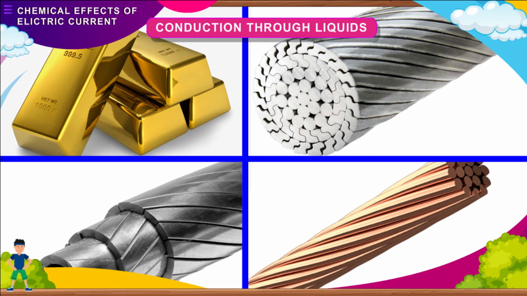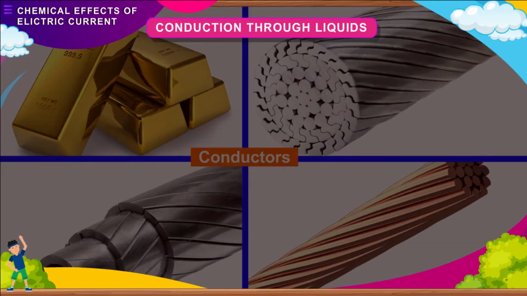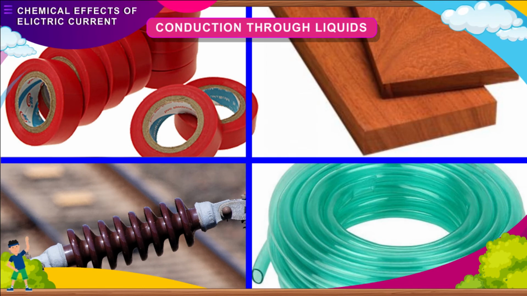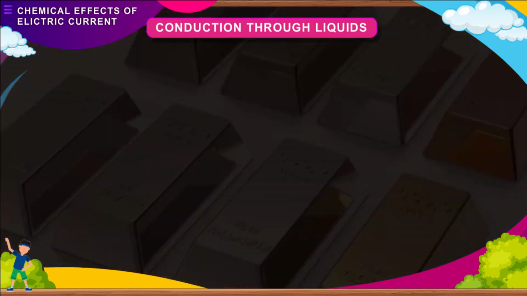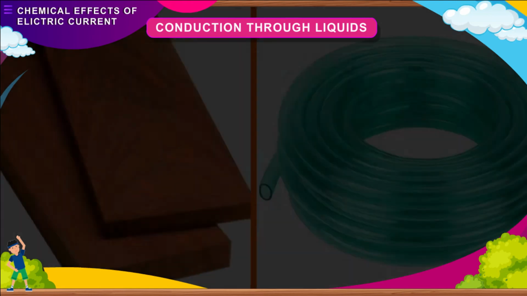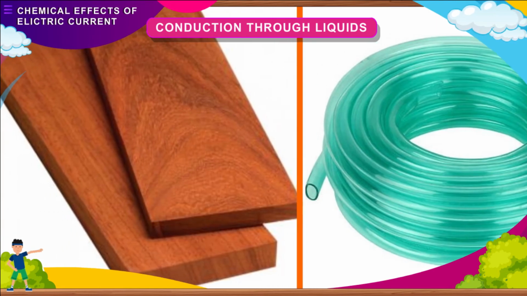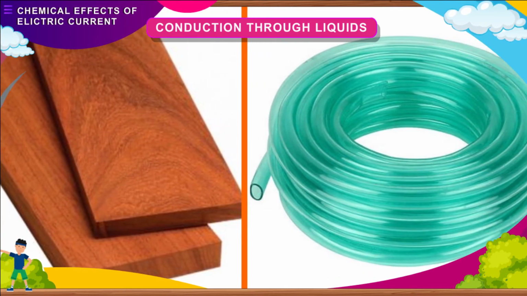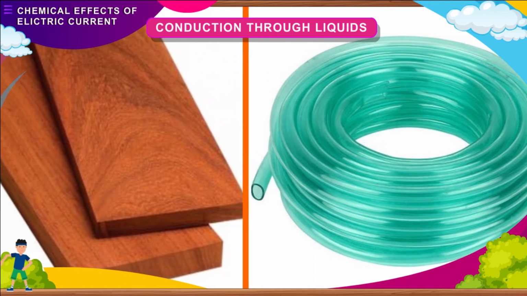Conduction through liquids. There are some substances which allow electricity to pass through them while others do not. The substances which allow electricity to pass through them are called conductors, while those which do not allow electric current to pass are called insulators. All metals are generally good conductors of electricity. Substances like air, wood, and plastic are examples of insulators.